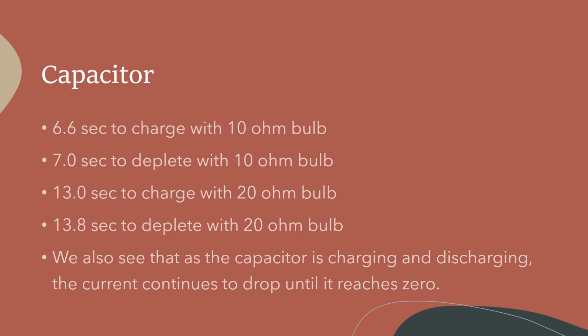We found that it takes 6.6 seconds to charge the capacitor with a 10 ohm bulb and 7 seconds to deplete it. For the 20 ohm bulb, it takes 13 seconds to charge the capacitor and 13.8 to deplete it. We also see that as the capacitor is charging and discharging, the current continues to drop until it reaches 0.